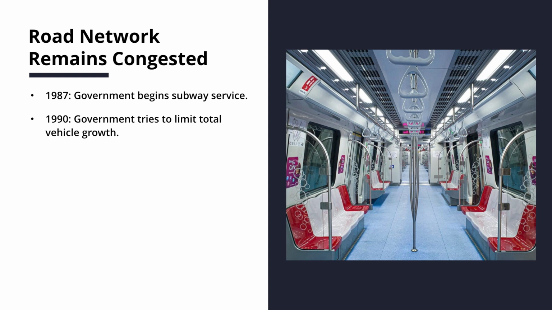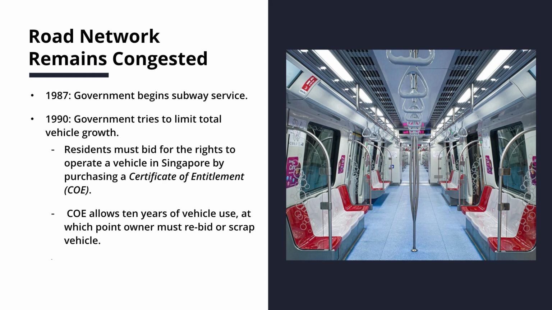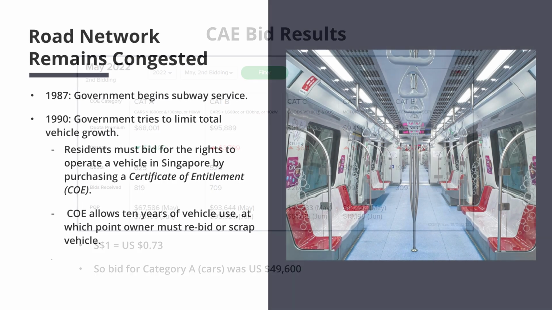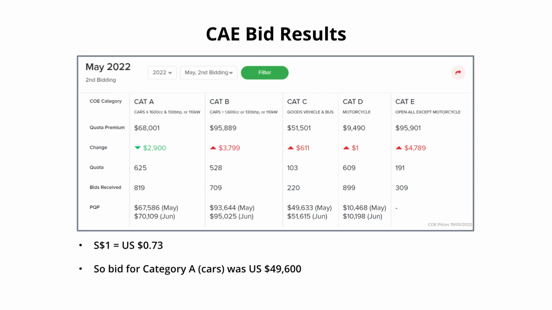And so starting in 1990 and continuing today, if you want to operate a vehicle in Singapore, you have to bid for and purchase what's called a Certificate of Entitlement, or a COE. And that COE allows you to use the vehicle for 10 years, at which point you either have to scrap the vehicle or bid for another COE. The bidding happens twice a month. It still does over 3 days. And the price to operate a vehicle is quite expensive.